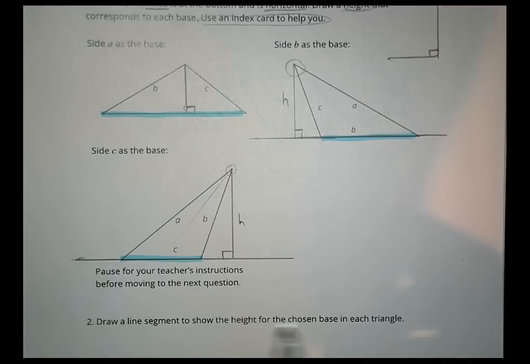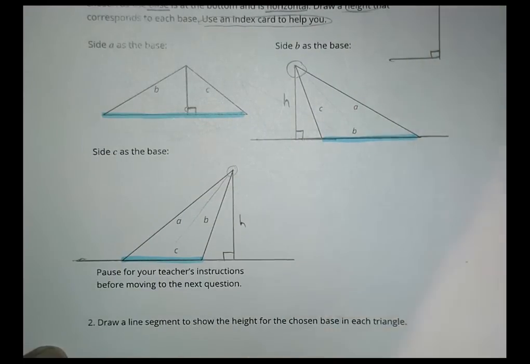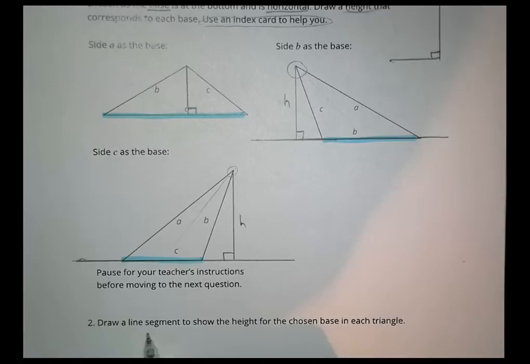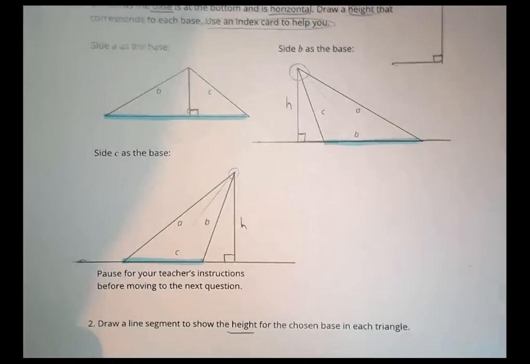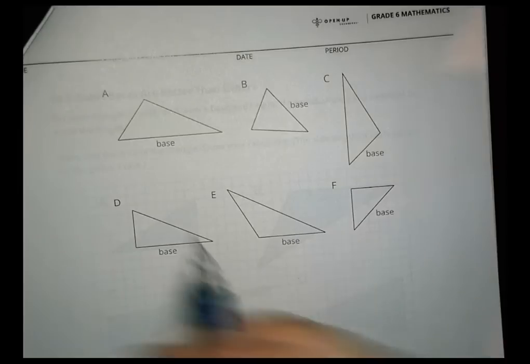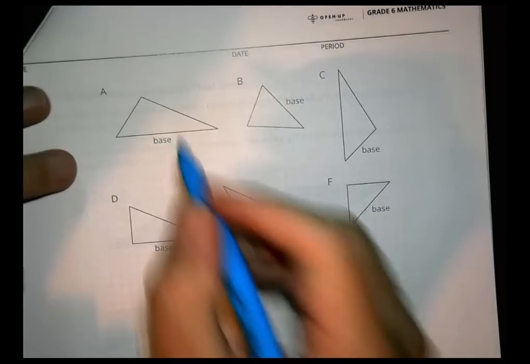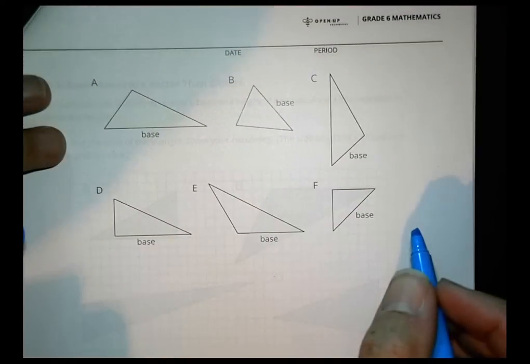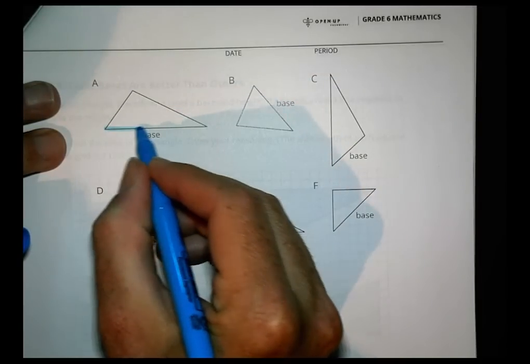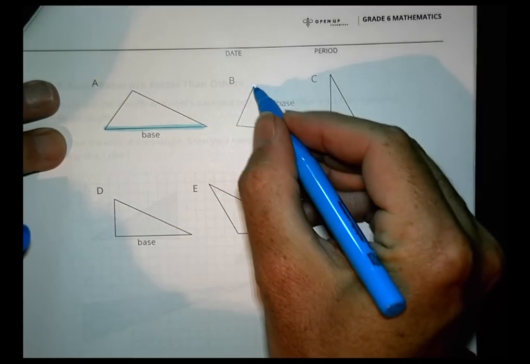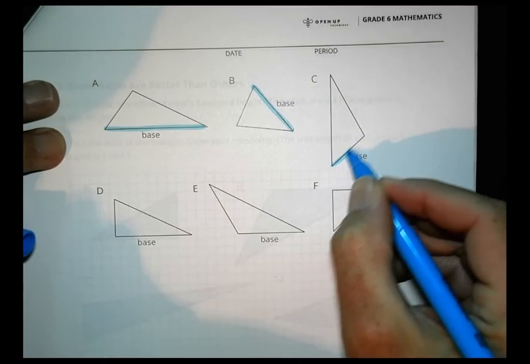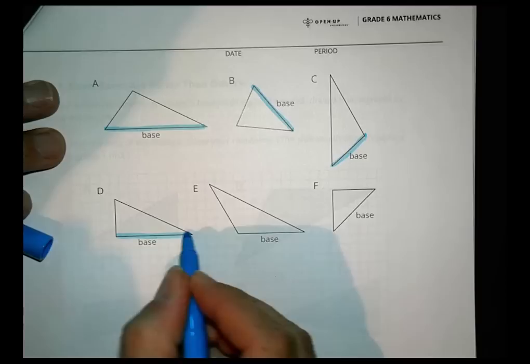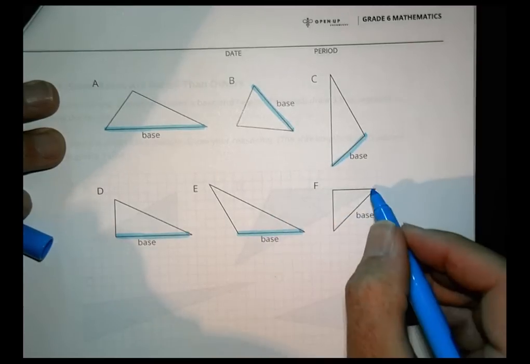Okay, so let's look at the next activity. It says draw a line segment to show the height for the chosen base in each triangle. So using the same strategy with the index card, we're going to do that here for these guys here. Alright, so again, let's go ahead real quick. I'm just going to color my bases just so we can see what we're working with. I'm going to make my bases blue. I have a base here that's blue, a base and a base.